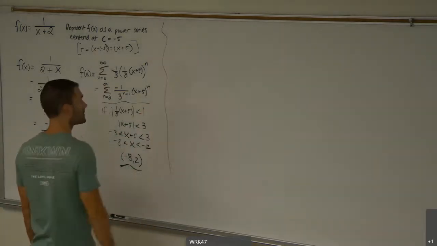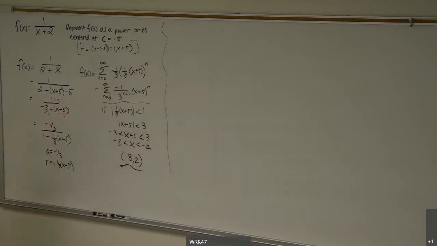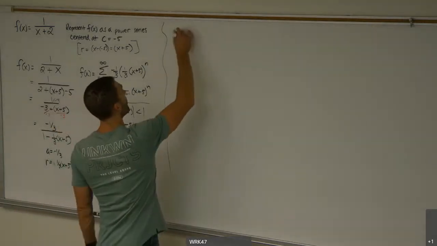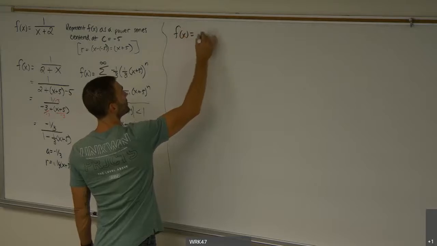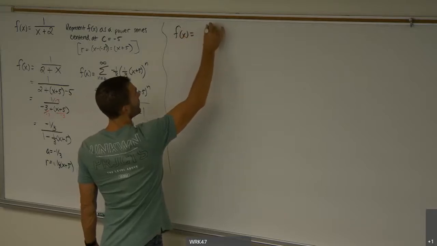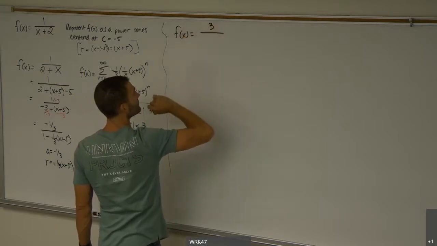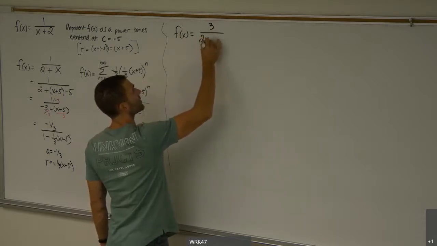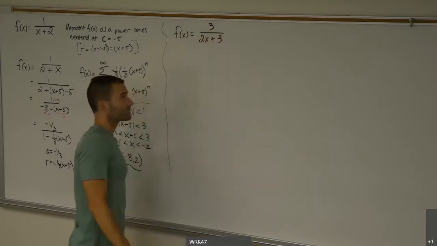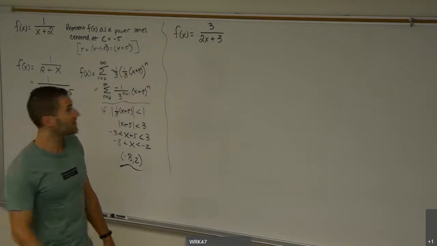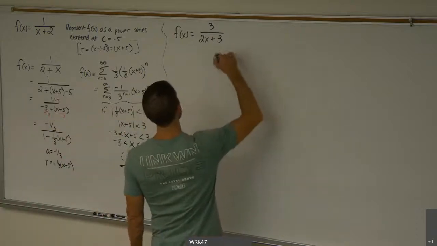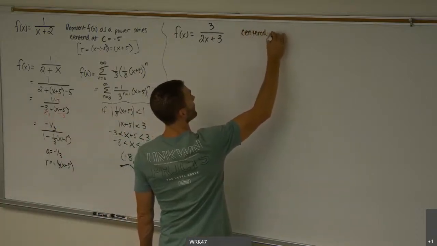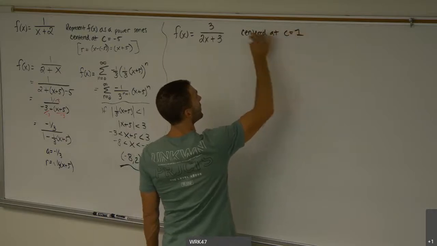All right. Let's just do one more to illustrate this process before we talk about one other thing in this section. So we'll make it a little more complicated here. We'll say f of x equals 3 over 2x plus 3. So 3 over 2x plus 3, and in this case, we'll center it at 1. Centered at c equals 1.